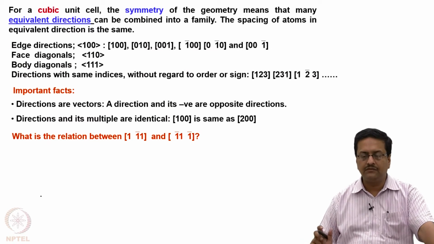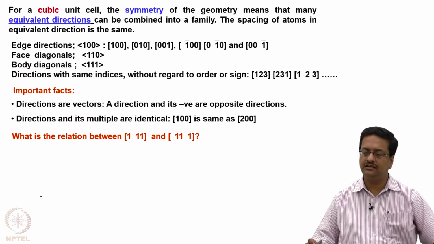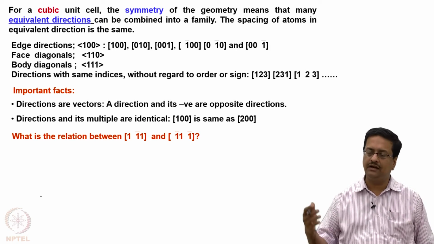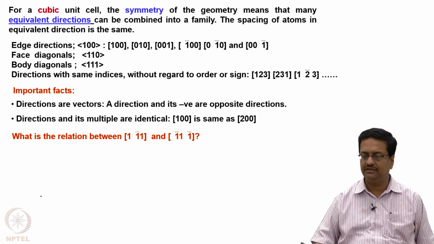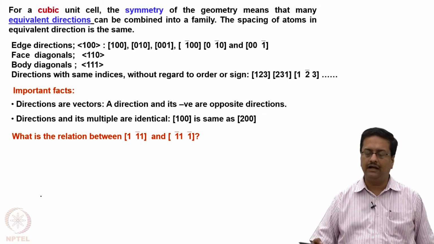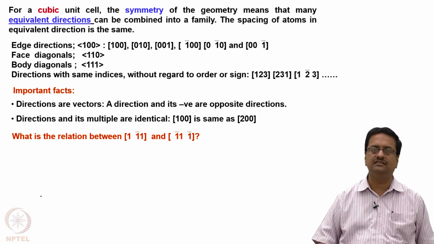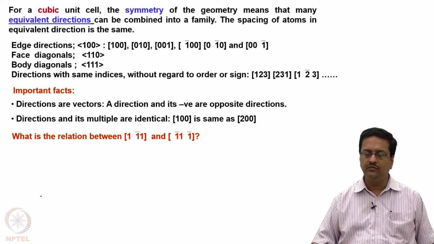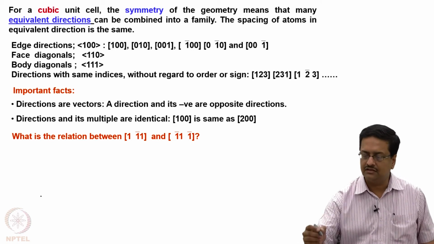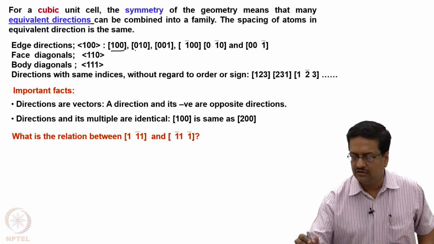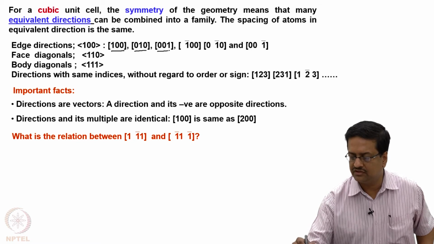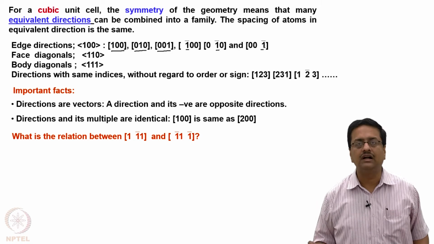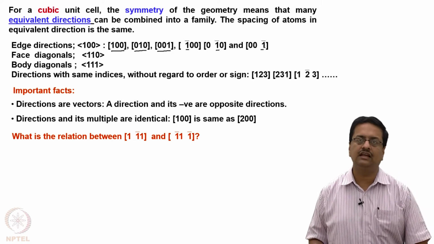So, for a cubic unit cell, the symmetry of the geometry means that many equivalent directions can be combined into a family, as we have indicated. The spacing of atoms in those equivalent directions is the same. So, when we say edge direction, we are talking about the directions [1 0 0], [0 1 0], [0 0 1], and all combinations with negative signs of 1. These are the directions along the edge.